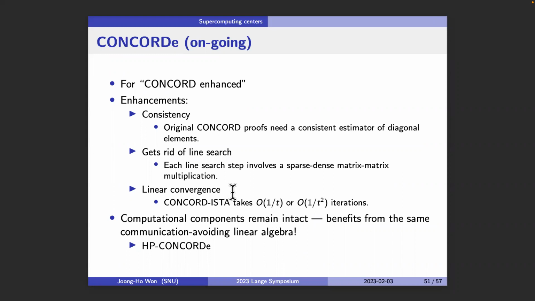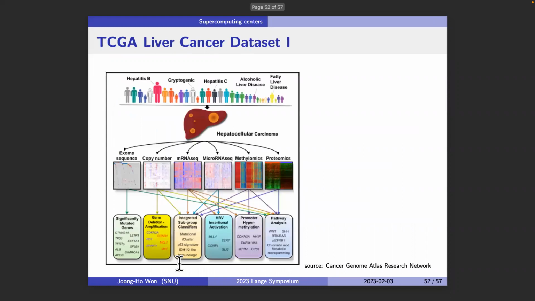And also, in terms of optimization, the convergence is now linear. The original Concord algorithm takes sublinear iterations to converge, so linear convergence is something desirable. And the point here is that the computational components remain intact in Concord Enhanced, or Concord, right? So it benefits from the same communication-avoiding linear algebra as the original HP-Concord. So I would say it's HP-Concord-E or HP-Concord, right?